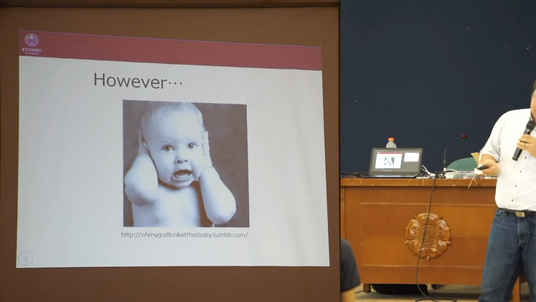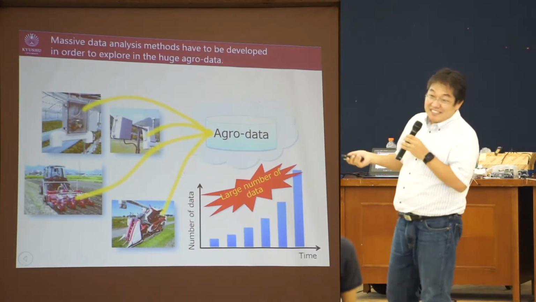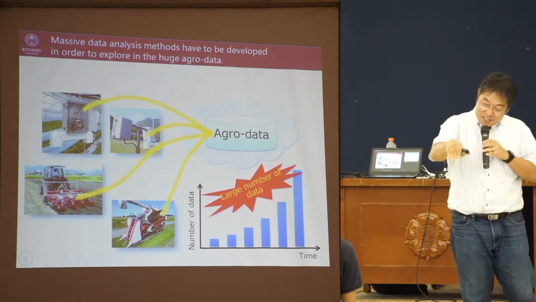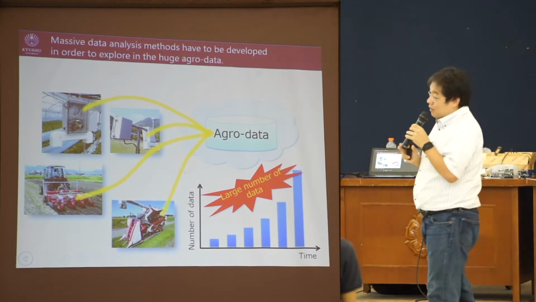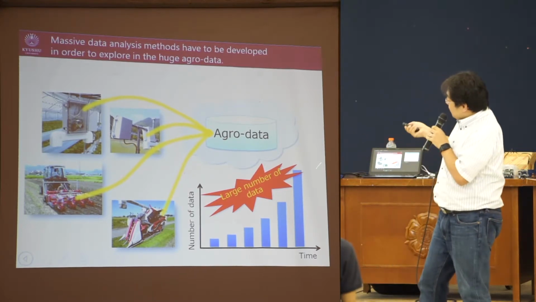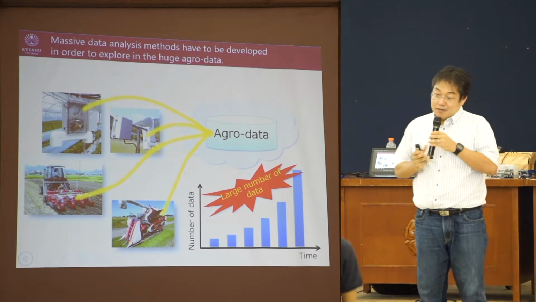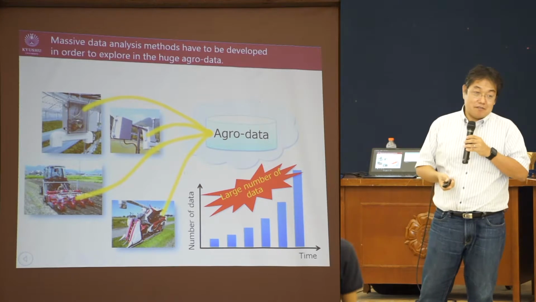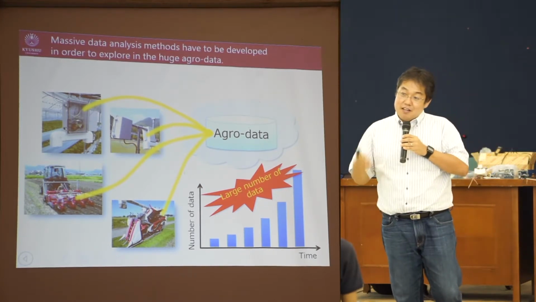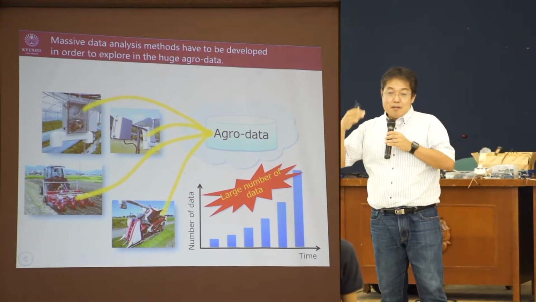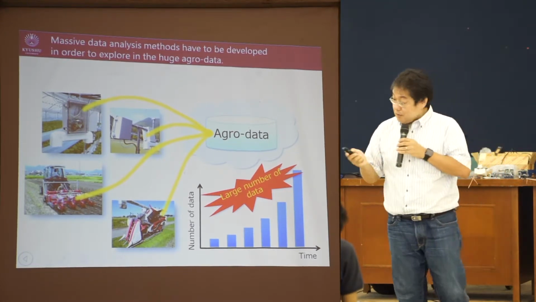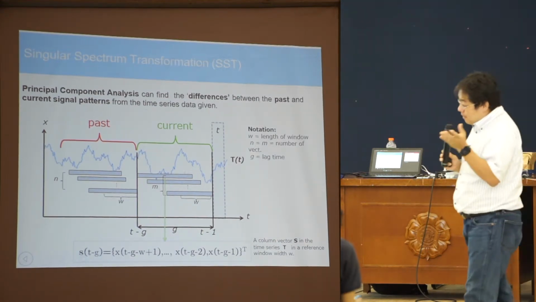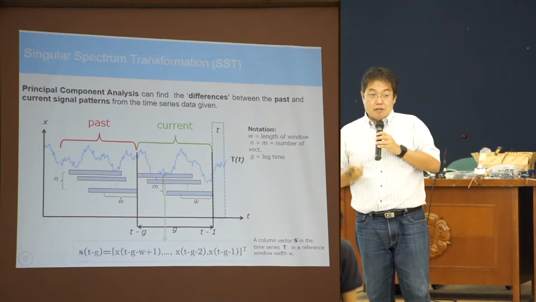However, we want to install many sensors into the ground, field, machineries, and many parts of agriculture. So the number of data suddenly goes up, and sometimes people say, oh, this is big data. But how do we catch the important information from the huge amount of data? This is a very important task. So we try to use computers and mathematical analysis to catch the information.